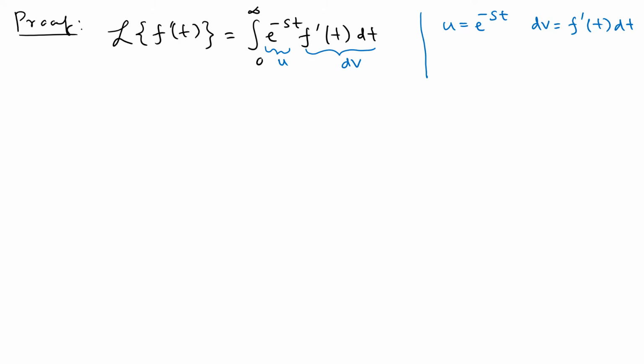Now we can get the derivative. du is simply minus s e^(-st) dt, because s is a parameter, like a constant.